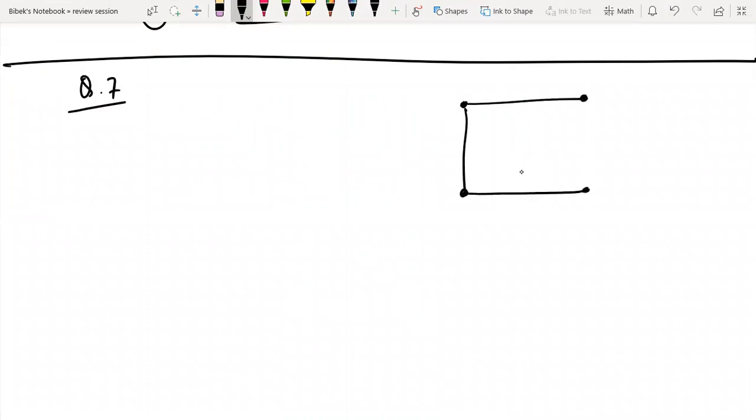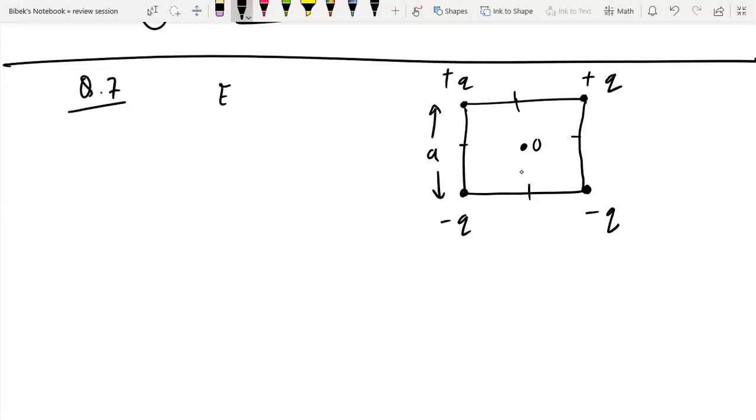So you have four charges, plus Q, minus Q, minus Q. And this is the center. The distance is A and all of these sides are equal, right? So you need to find the net electric field, the direction as well as the magnitude. Let me write it as E at O. So you need to find the magnitude as well as the direction, okay?